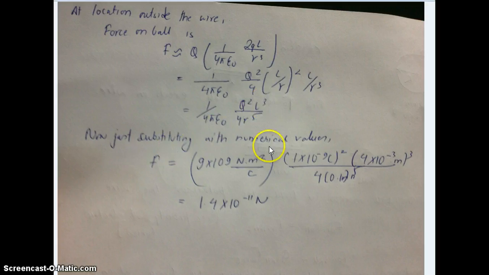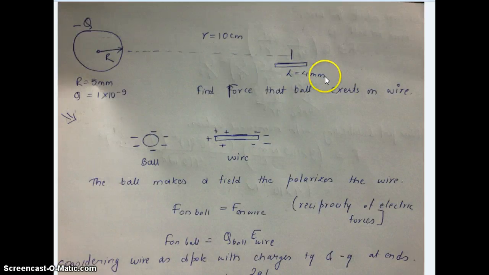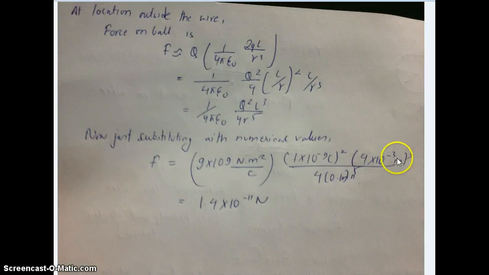So now if we substitute the numerical values that we have been given earlier, we get a value of 1.4 times 10 to the power minus 11 Newton. The thing to consider is that we need to be careful about the units. Here you can see the length of the wire is 4 millimeter and the distance is 10 centimeters, so we need to be careful about the units. If we do it correctly, then the force the ball exerts on the wire comes out to be 1.4 times 10 to the power negative 11 Newton.